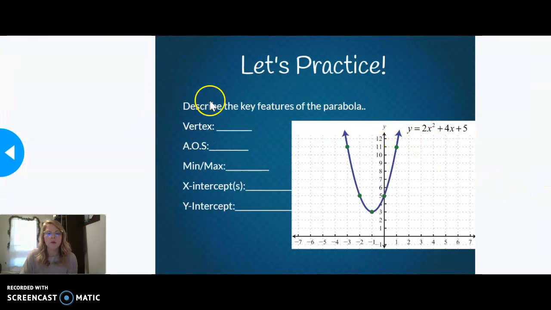All right, so help me describe the key features of this parabola. At this point, this is where I would ask my students, what do they see first? Do they see the vertex, the axis of symmetry, minimum or maximum, or the x or y intercepts? More than likely, I would encourage my not proficient students to start with x and y intercepts, these familiar topics that they learned in the last lesson, and then work our way to vertex, then axis of symmetry, and minimum and maximum points.